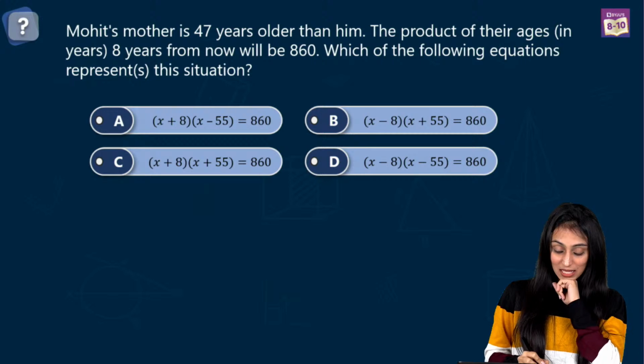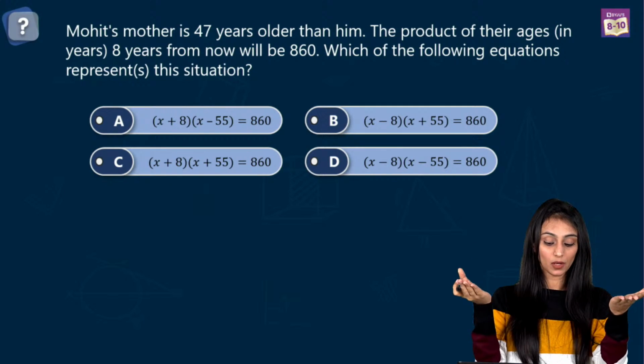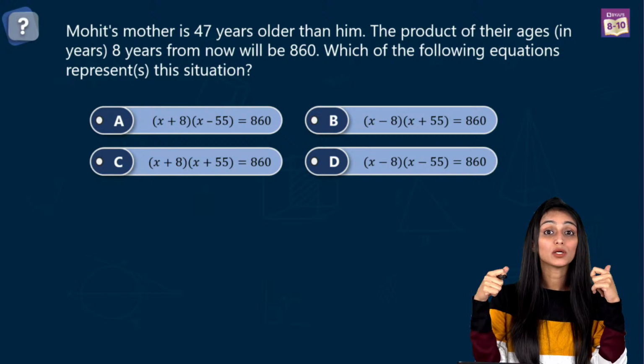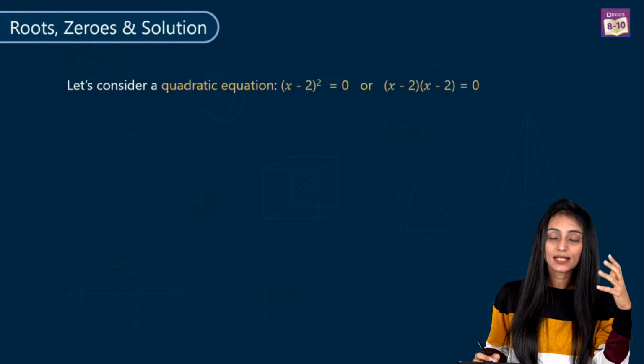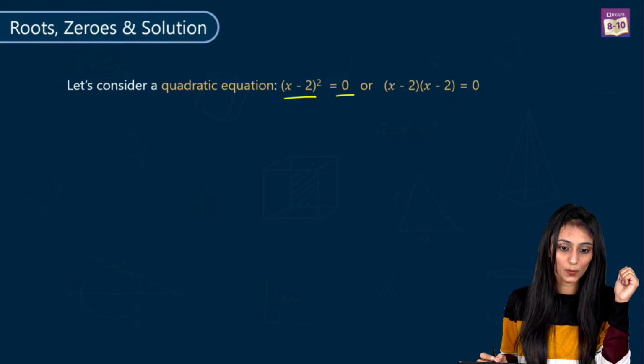So now this was about what a quadratic equation is and how we write that in standard form, how to frame an equation, right? Now we'll talk about the roots, zeros and solutions of the quadratic equation. So let's consider an example here. Suppose we have x minus 2 whole square equal to 0, right?